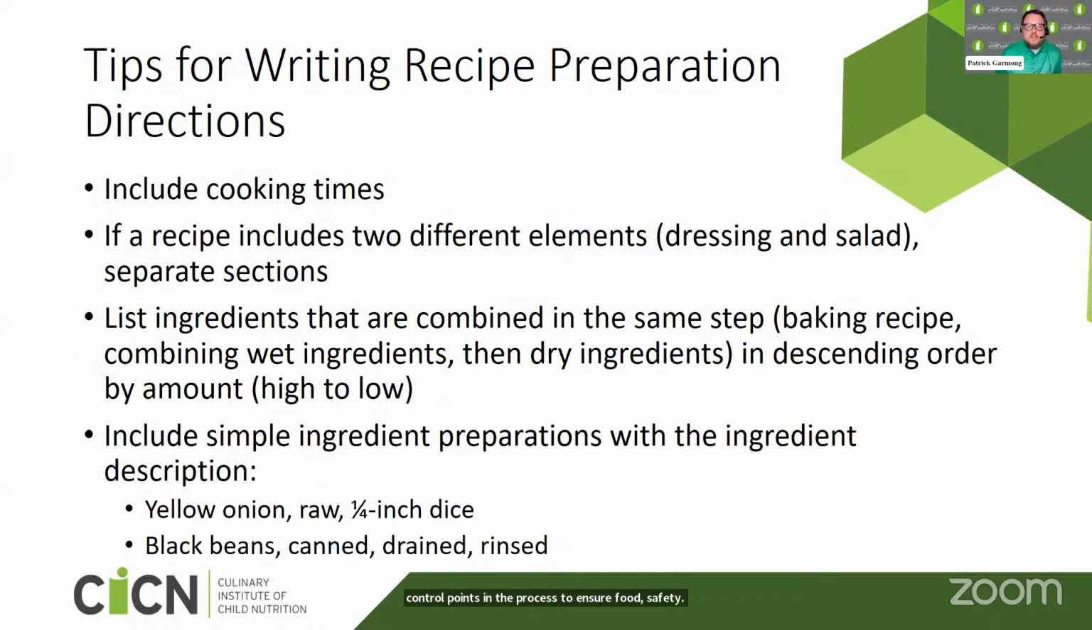Some additional tips for writing your preparation directions including your cooking times. Again, we want to make sure the cooking times are used as a guide for timing. We understand that you need to make sure that you're cooking to the proper temperature every single time, but having those cooking times on there are a great guide to get us in the ballpark to start looking at temping those products. If the recipe includes 2 different elements, dressing and salad, separate those sections out.